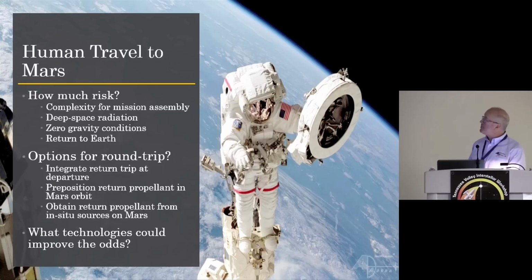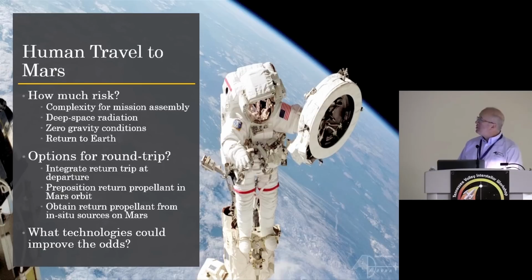And so what are your options for round trip? You have several different things. You can integrate everything for the return trip at departure, which will be the way things probably are done if you try to do it early, before you build a lot of infrastructure around Mars. This is important to look at, and it's also relatively low risk because you integrate everything in a place where you can test it before you even leave.